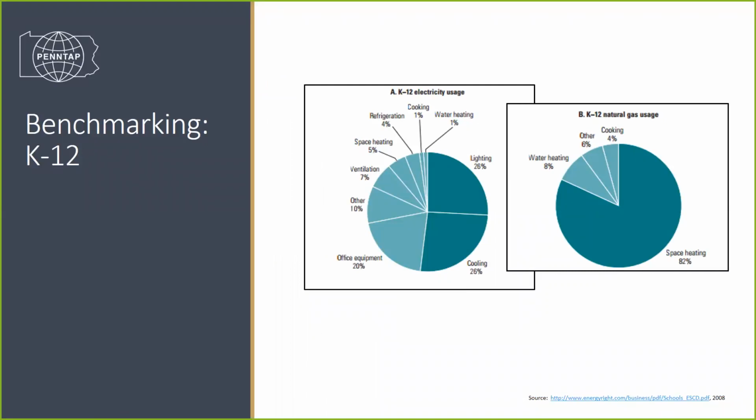Benchmarking is important. Benchmarking your energy consumption can give you a better understanding of where the energy is going, and it helps you to identify where you want to focus your attention. In this slide, benchmarking shows that 26% of the energy is going towards lighting, 26% is going towards cooling. Office equipment is 20%. So benchmarking really helps you identify where the energy is going in this facility.